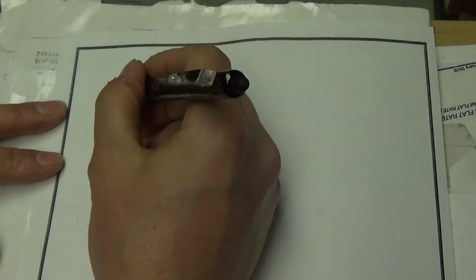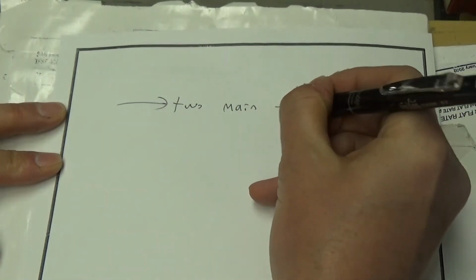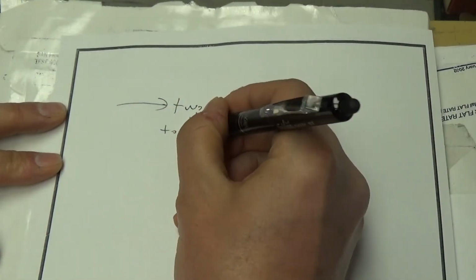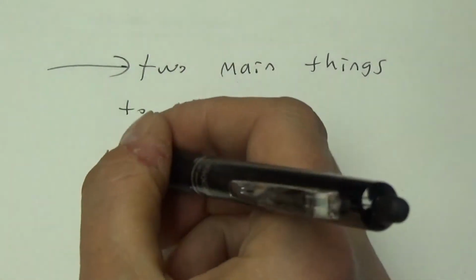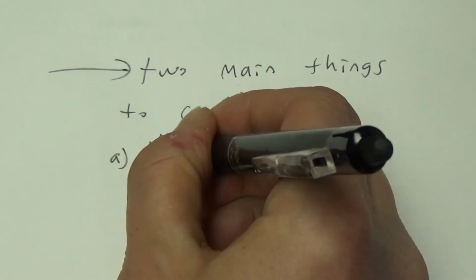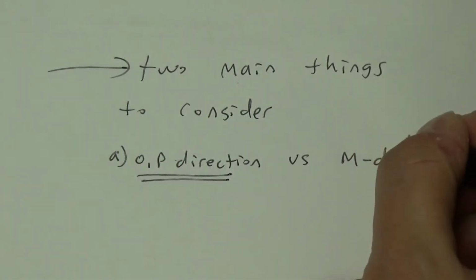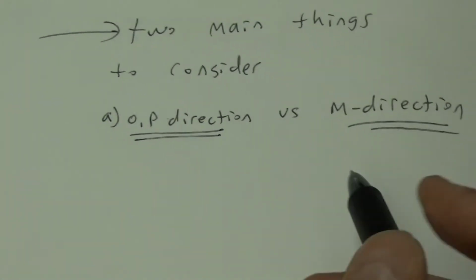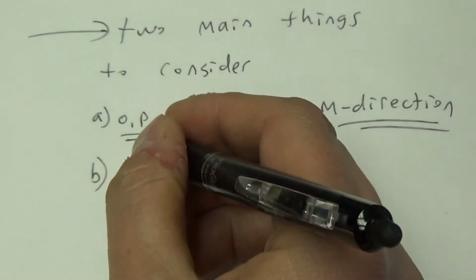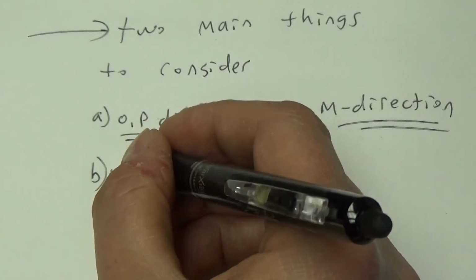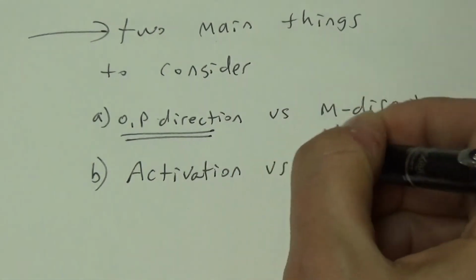Alright, so there's two main things we've got to talk about. Two main things to consider initially, and then there's a little bit more in this chapter. First thing, as you might imagine, is this whole ortho-para direction versus meta-direction. It's like why are these ortho-para directors, why are these meta-directors. That's one thing we have to talk about. The other thing, and we'll ignore this a little bit until later, but there's a concept called activation versus deactivation.